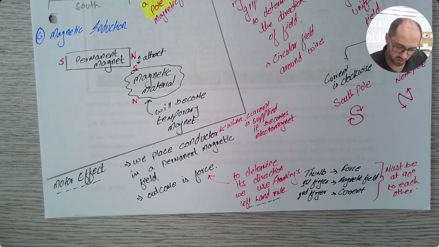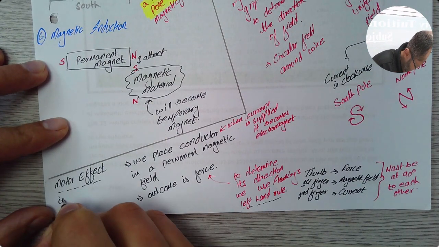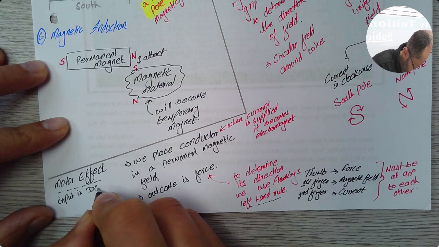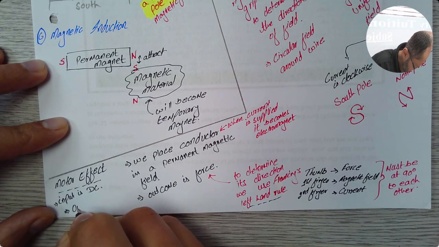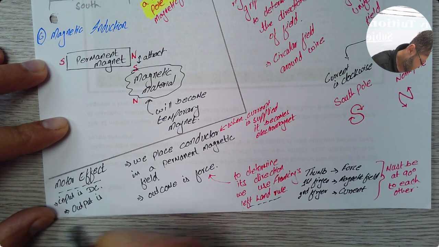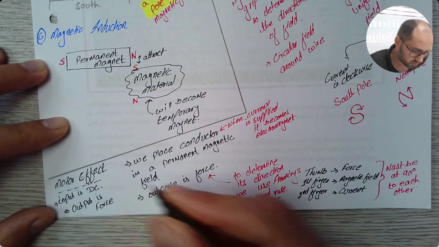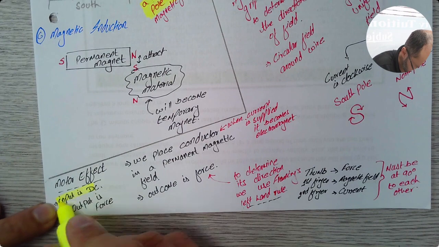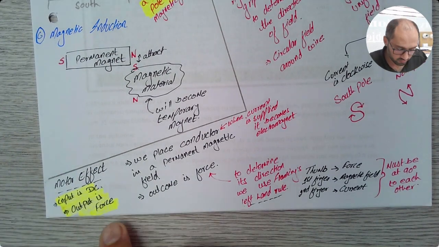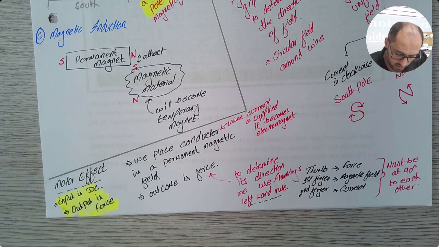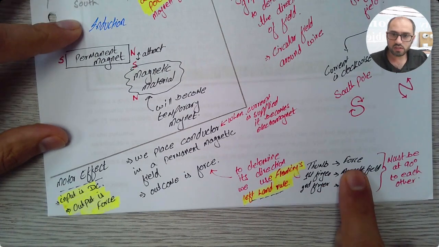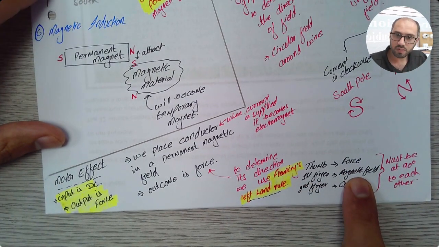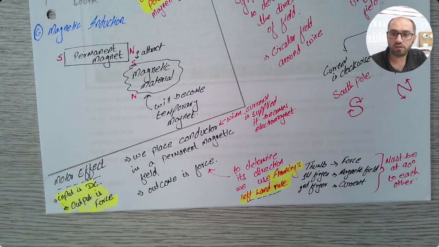So in the motor effect, your input is DC, direct current, and your output is force. And to determine the direction of this force, we use Fleming's left-hand rule. In this case, we use thumb, first finger, and second finger. Thumb points in the direction of the force, first finger points in the direction of the magnetic field, and the second finger will point in the direction of current. They all must be at 90 degrees to each other.